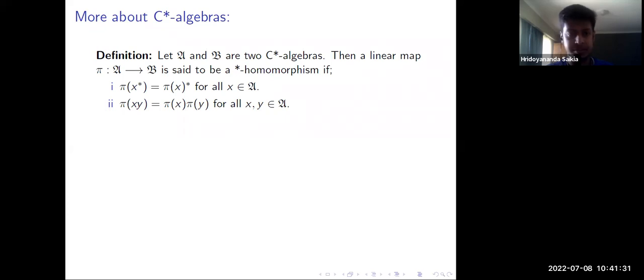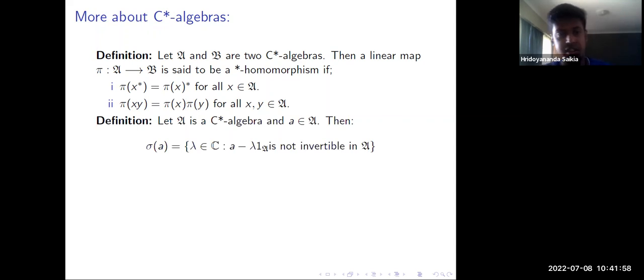But there are some theorems that ensure that whenever there is a star homomorphism, that means it satisfies these two conditions, and if it sends the unit element to the unit element, then it trivially becomes a bounded linear function. Okay, yeah, it is redundant.